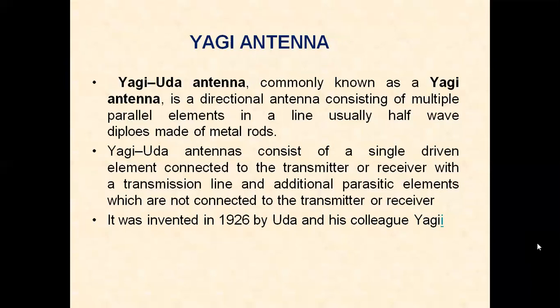It was invented in the year 1926 by Uda and his colleague Yagi. Both the scientists invented the Yagi-Uda antenna for the purpose of reception of VHF and UHF. Similarly, for the purpose of transmission of UHF and VHF signals.